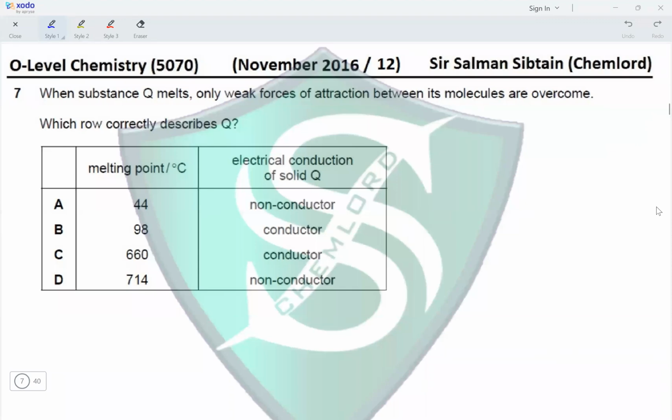Question 7. When substance Q melts, only weak forces of attraction between its molecules are overcome. Which row correctly describes Q? So if it has weak forces of attraction, it would have a very low melting point. Low melting points here include 44 and 98, which eliminates options C and D. And now the electrical conduction of solid Q. Since it has weak forces of attraction, it is a non-conductor. It cannot be a conductor. Therefore, the correct option for this question is option A.